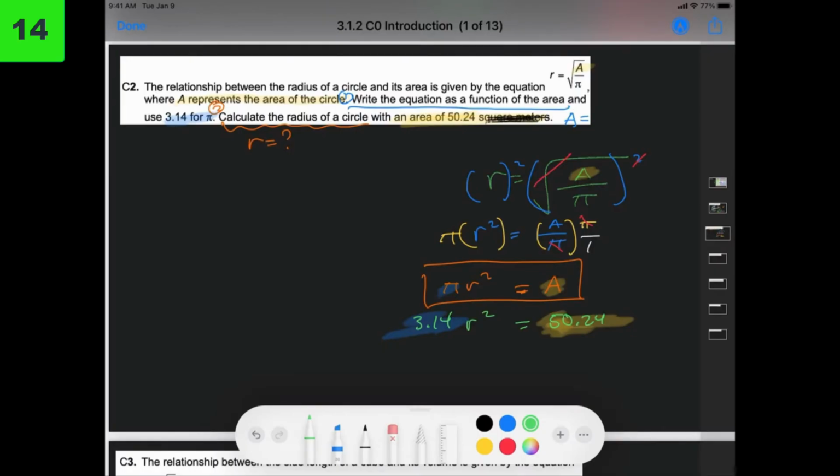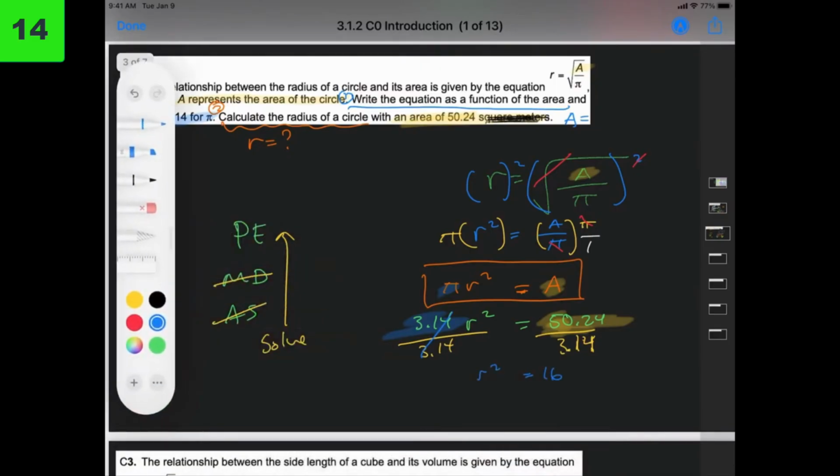Again, I'm going to use PEMDAS. And I am solving, so you're going to go this direction. There is no addition and subtraction. We're going to do multiplication and division first. So that means we're going to divide by 3.14. My pen is dying. Okay. So if I divide 50.24 by 3.14, I get 16. So R squared equals 16.